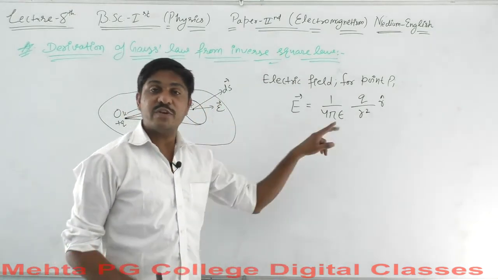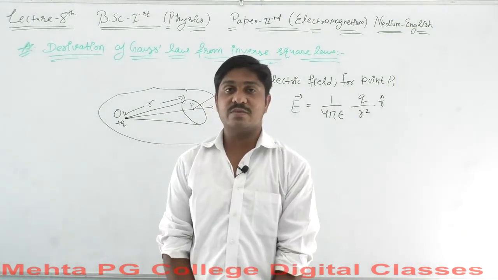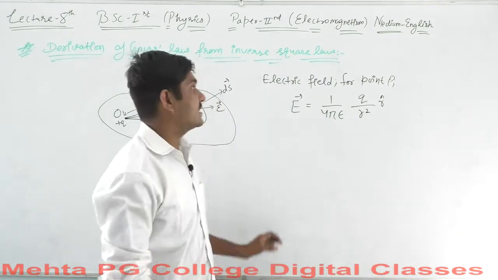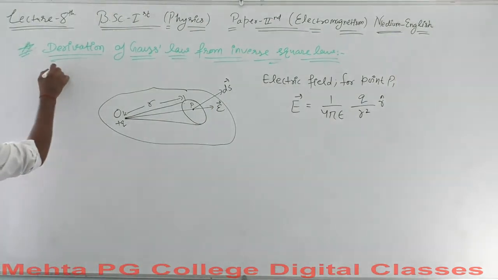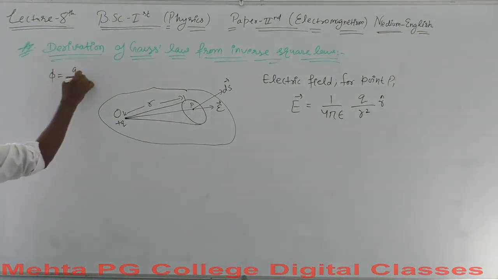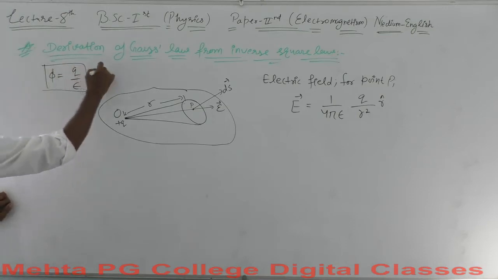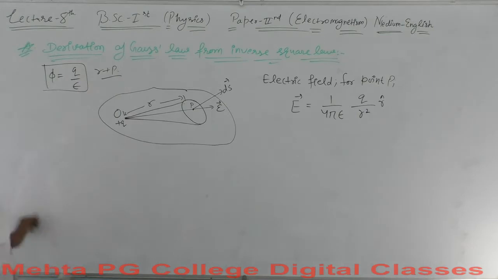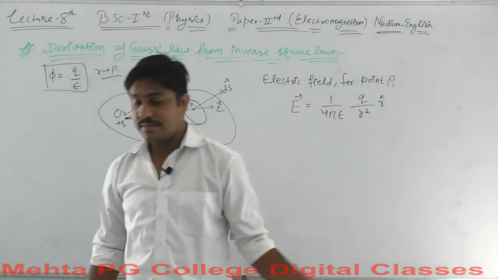We will use this value to find out Gauss's law. The Gauss's law, remember, we have discussed. Let me write it in brackets here: phi is equal to q over epsilon. This is what is required to prove, the RTP. So let's prove it.